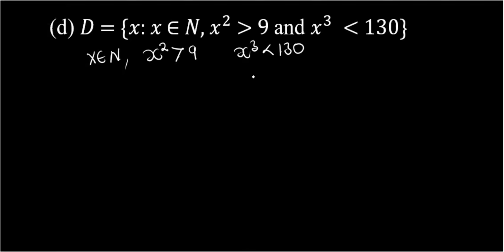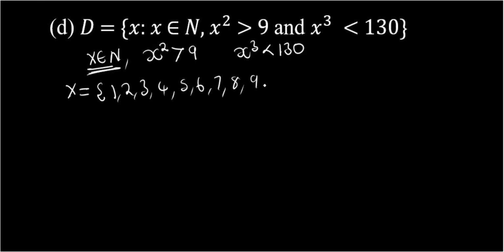So what you need to do in this situation is list out the natural numbers, since they've said that x is a natural number. Remember that the natural numbers are counting numbers. So what are the counting numbers? We have 1, 2, 3, 4, 5, 6, 7, 8, 9, up to infinity in short.